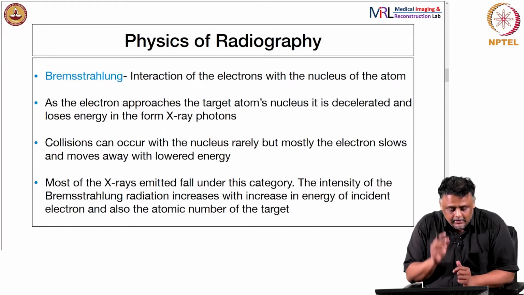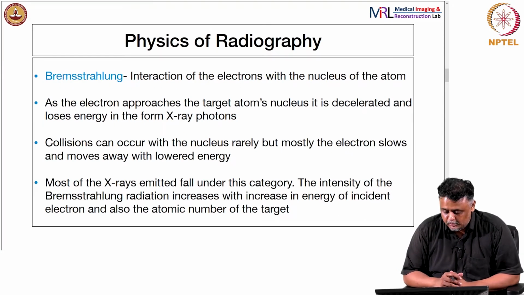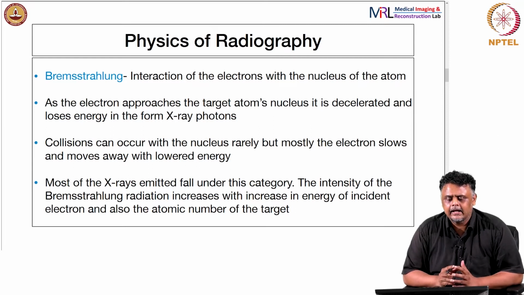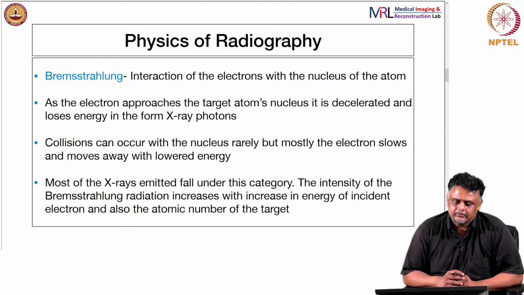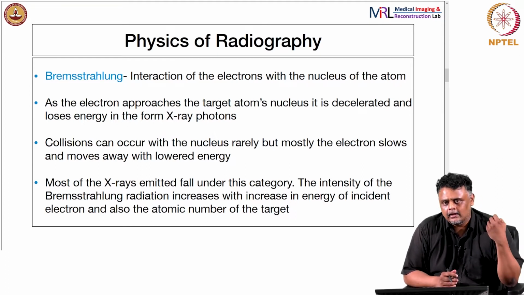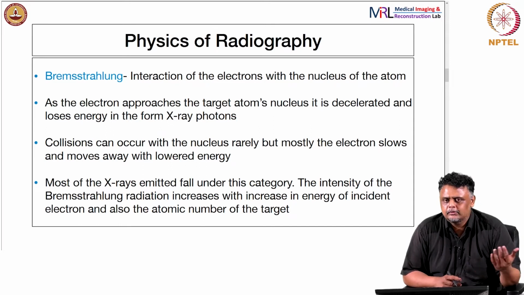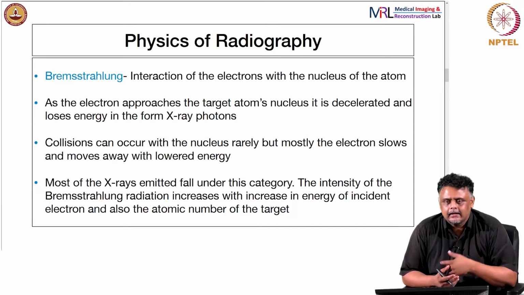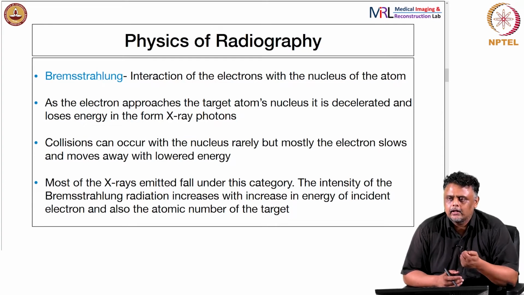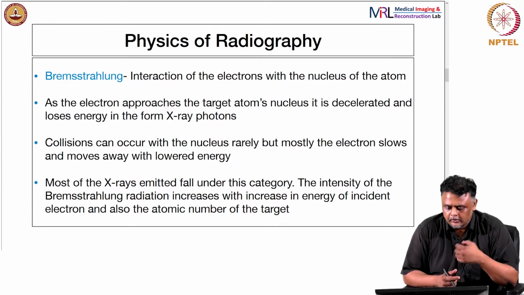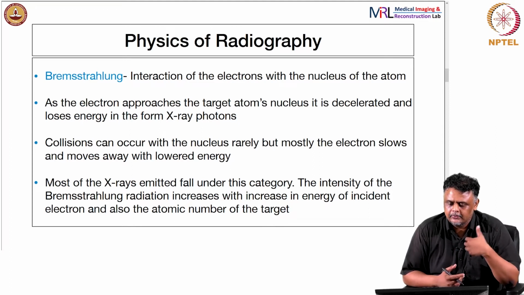So, the second dominant contribution, or the most dominant contribution to the X-ray spectrum, is the so called breaking radiation. This is a German word for breaking. It is the interaction of electrons with the nucleus of the atom. How does it interact? As the electron approaches the nucleus, which is positively charged because it has protons in it, it will slow down the electron. It is something like a satellite around a planet. It slows down the electron as it approaches the nucleus, because it pulls it towards the nucleus.